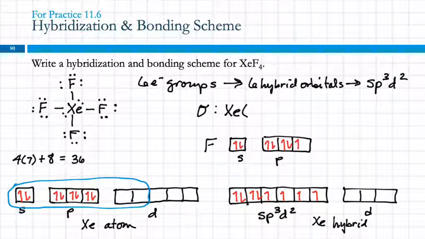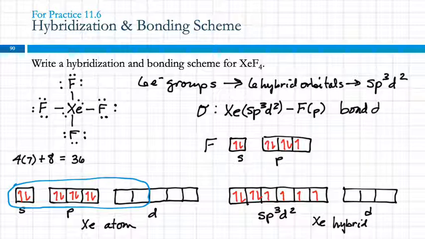What kind of an orbital is xenon using? sp3d2, overlapping with fluorine, and fluorine is using a p orbital. That's the bond description. This is good enough for a hybridization scheme.